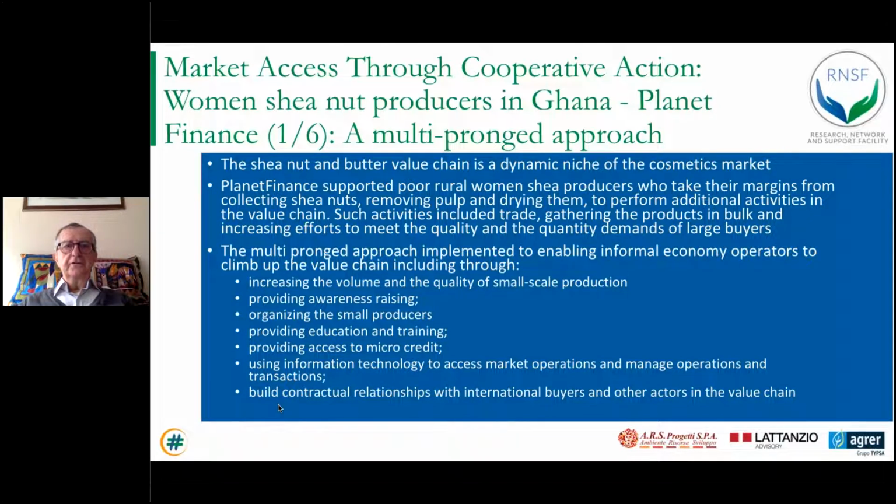So, as you know, shea nut is the fruit of a tree which grows in the bush of the Sahel region in sub-Saharan Africa. The shea nut and butter value chain is a dynamic niche of the cosmetics market. So it's a very cheap fruit which ends up in a very expensive cosmetic on the market of the northern countries.